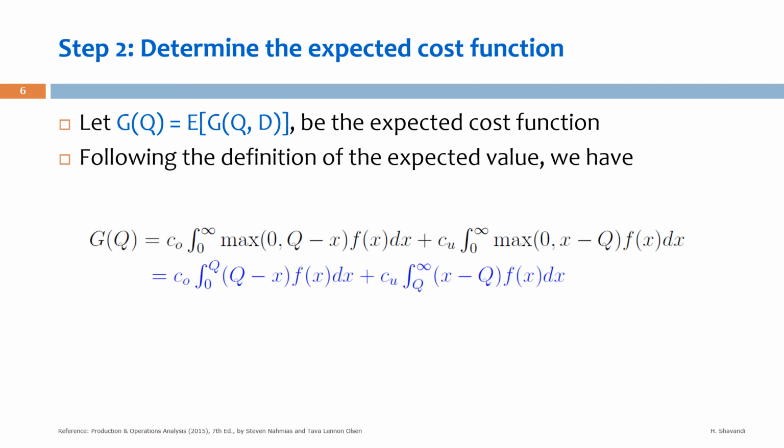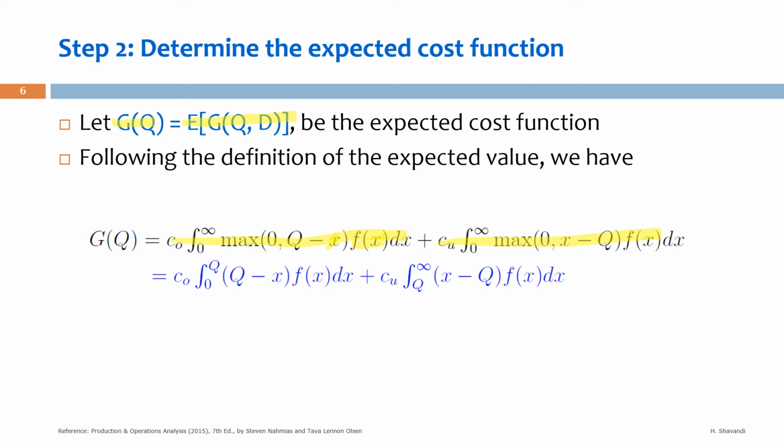Now in step 2, we need to obtain the expected value of the cost function. We call this G(Q). So G(Q) is the expected value of G(Q, D). To do so, we will consider the demand as X here. X is a random variable. It has its probability density function as f(x). If we take the integral from 0 to infinity on this term and also on this term, we will have the expected value of the cost function, right?